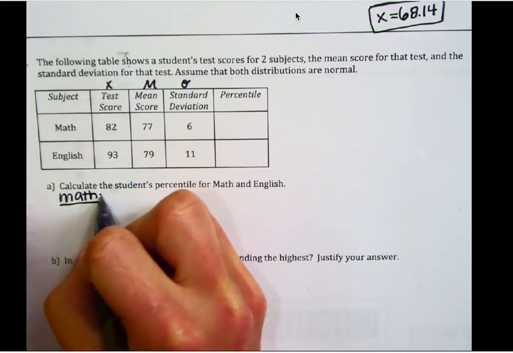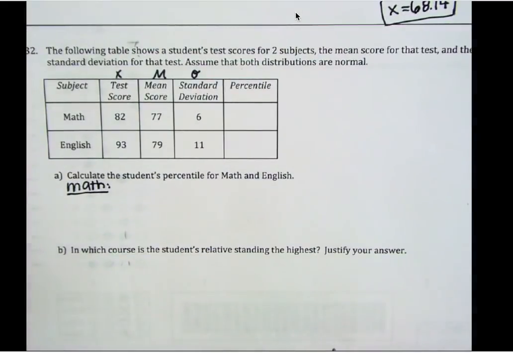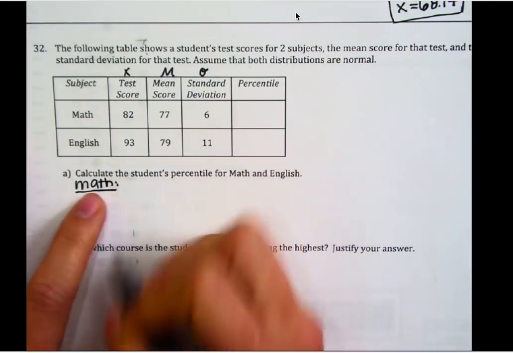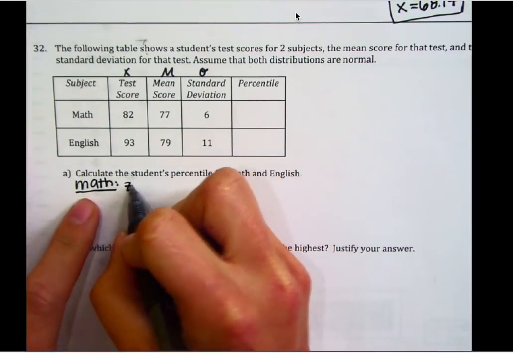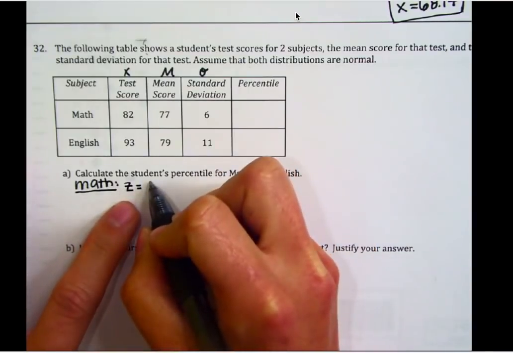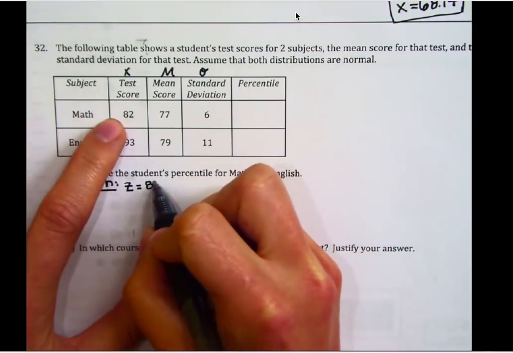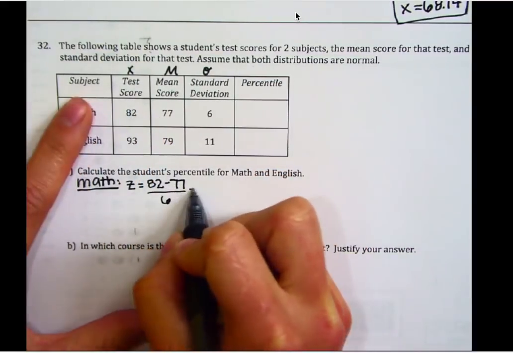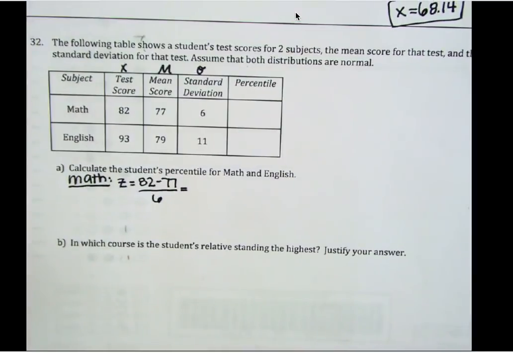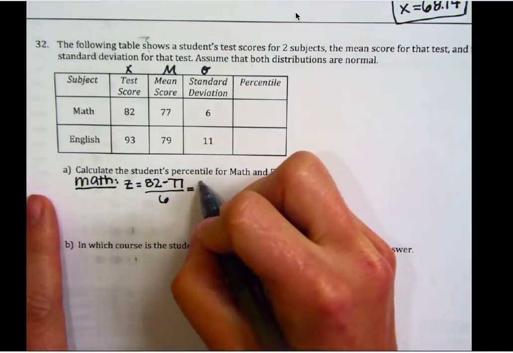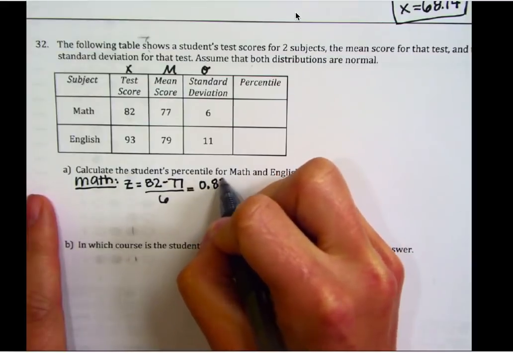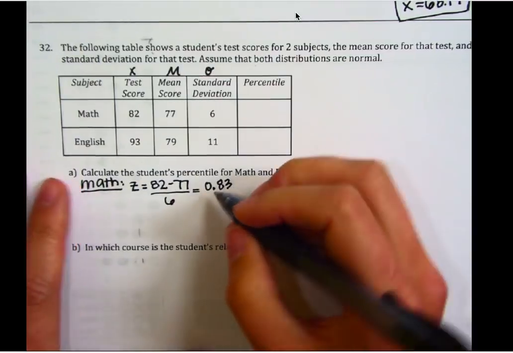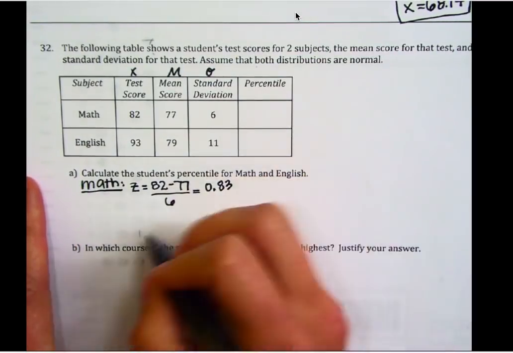So to find the percentile, we can use our percentages from our table. So I'm going to use, again, my z-score formula. So I have my z-score is equal to the value. So for math, our value is 82 minus our mean of 77 divided by standard deviation, which is 6. And I get a z-score of 0.83. So that is not my answer. That's my z-score. And if I look this up in the table, I can find the percentile.